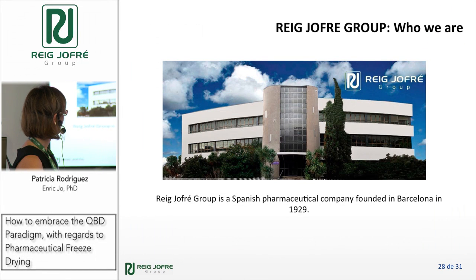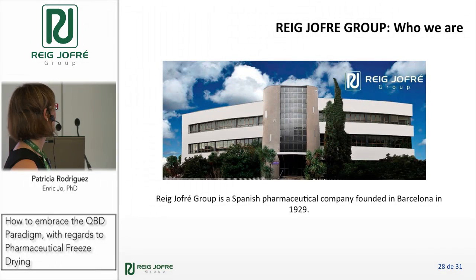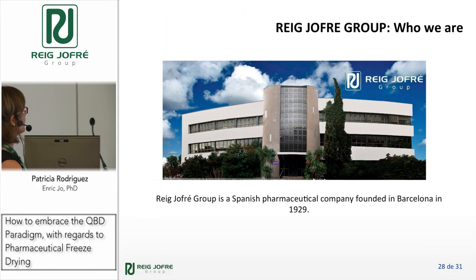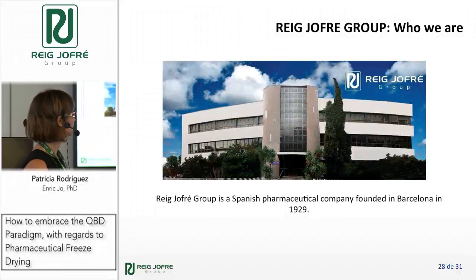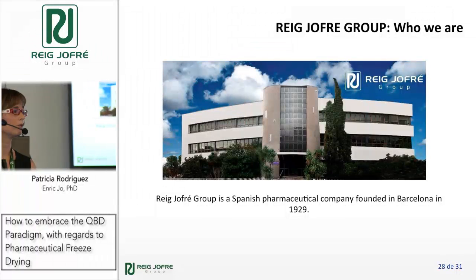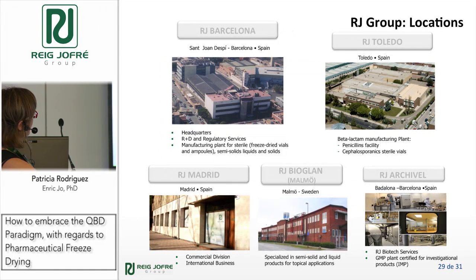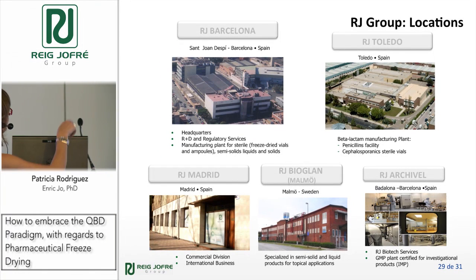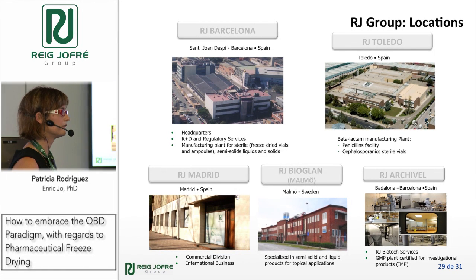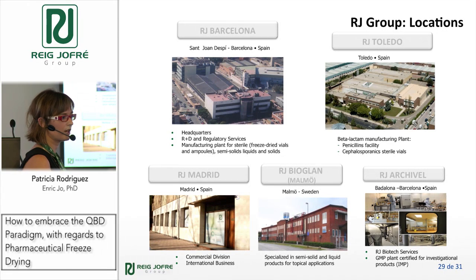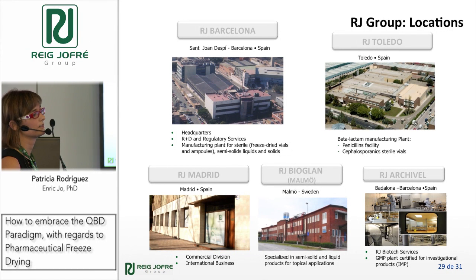So, to conclude my presentation, please let me one more minute to present who we are. Reig Jofre is a Spanish pharmaceutical company that was founded in 1929. It's family owned and now has more than 600 people working. These are all our locations. One of them in Barcelona, where we can manufacture different types of products, such as sterile, freeze-dried products, and liquid products. Liquid solutions, semi-solids, and solids.